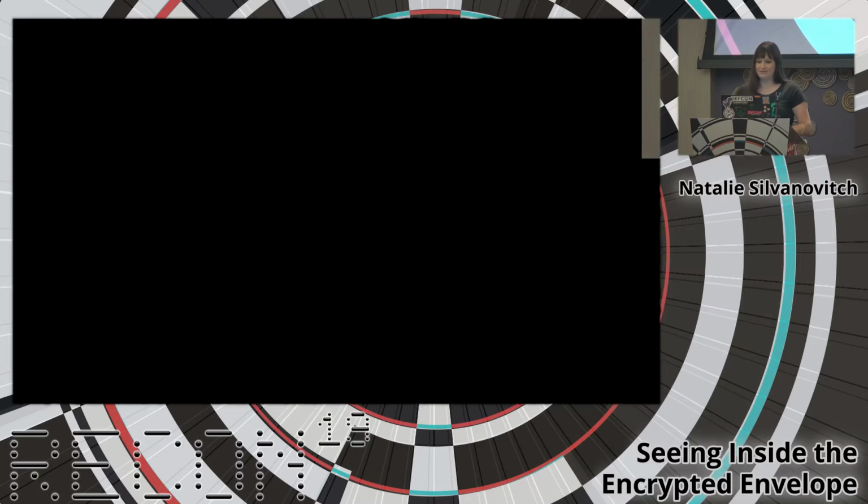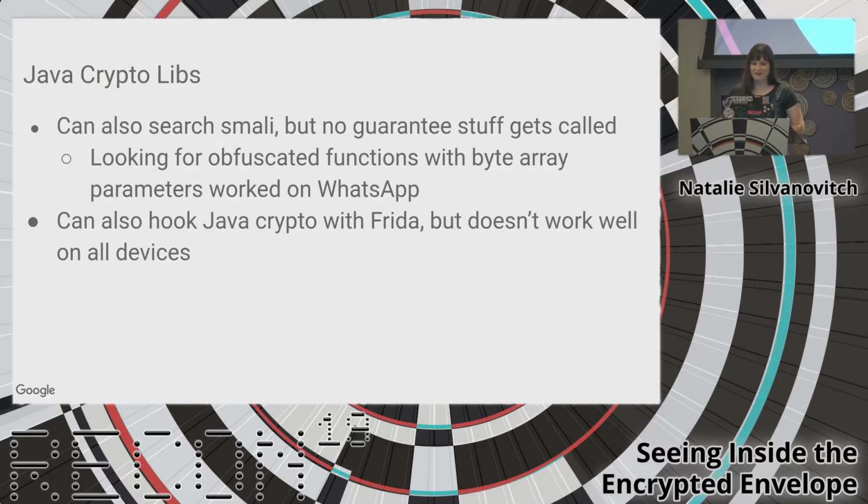You can also look for stuff in Smali, but what I found difficult about this is there were 20 things called encrypt in, say, Facebook Messenger, and most of them didn't get called. So that's the problem when these applications include a lot of Java libraries. They'll all have stuff that's related to logging functionality or advertising functionality, and figuring out which one is the right one can be hard. This did work for WhatsApp, though.